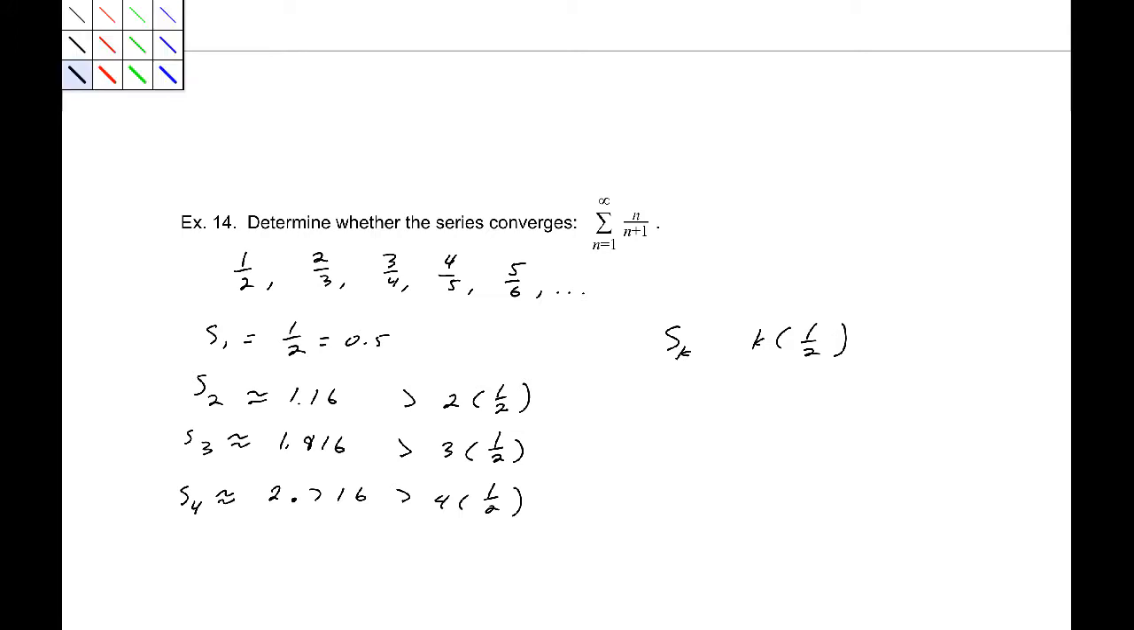It's greater than that. So what that means is that since this sequence here is going to infinity, it diverges, then Sk must also. Okay, so Sk goes to infinity, and the series diverges. Again, compare it to something that is useful if it doesn't appear to converge.